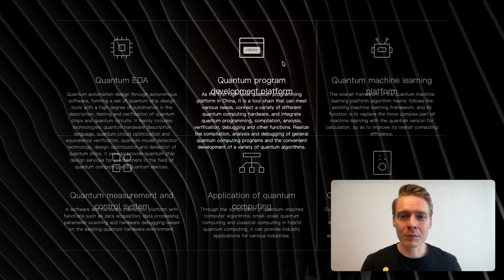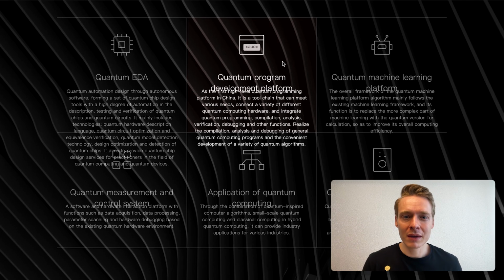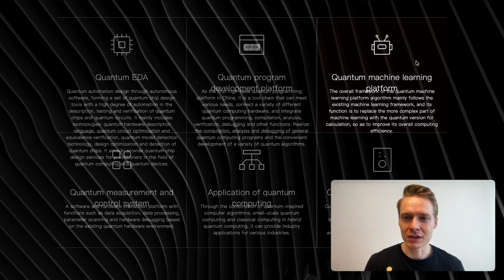Then we have the quantum program development platform. So as the first high-level quantum programming platform in China, it is a tool chain that can meet various needs, connect a variety of different quantum computing hardware, and integrate quantum programming, compilation, analysis, verification, debugging, and other functions. Realize the compilation, analysis, and debugging of general quantum computing programs and the convenient development of a variety of quantum algorithms.